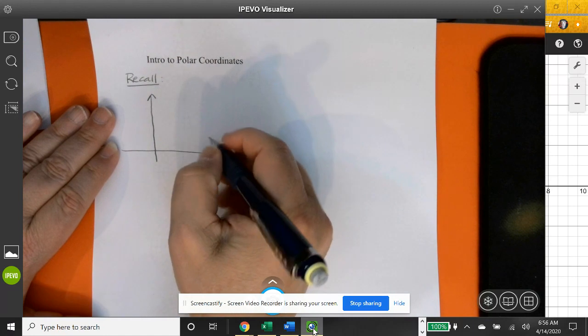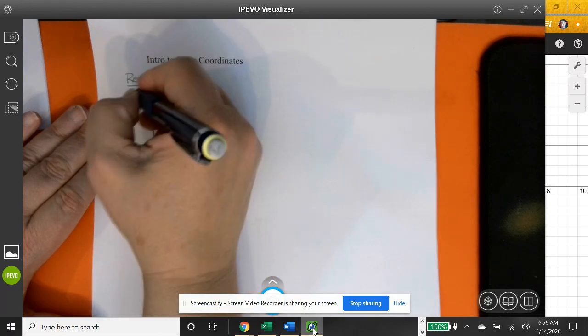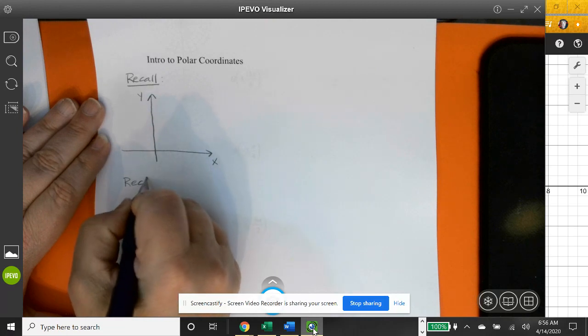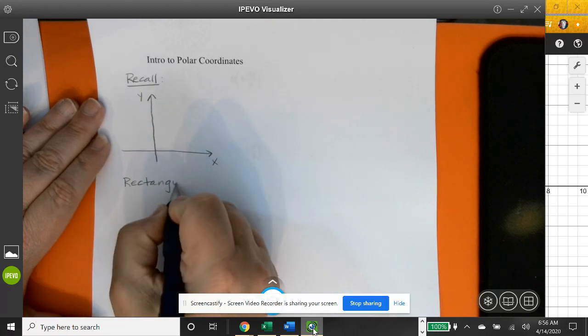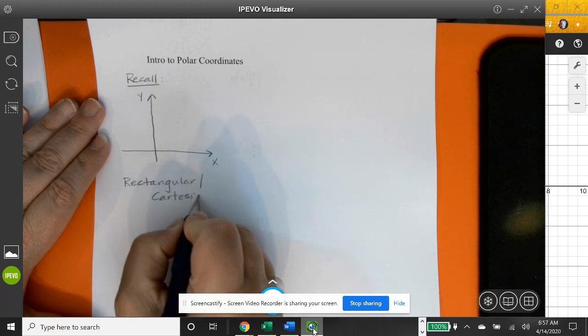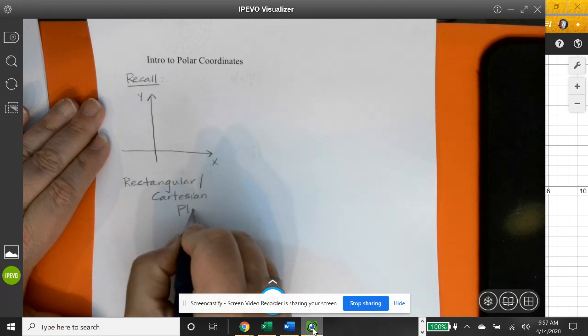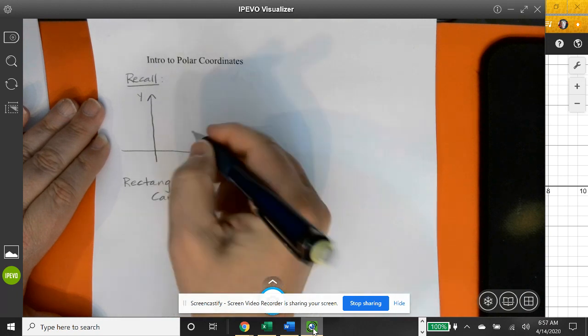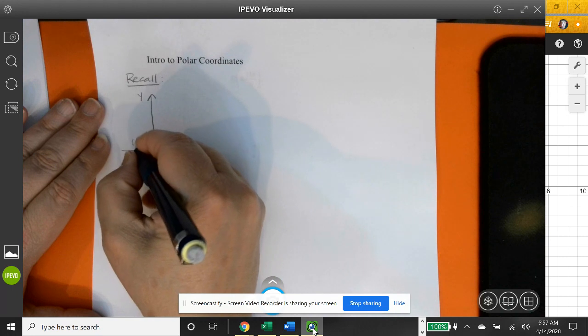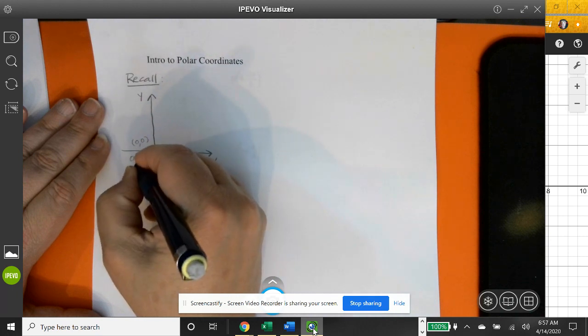All right, where this is x and this is y, and we call this the rectangular or Cartesian plane. All right. And this point, which we affectionately know as 0, 0, here is the origin.